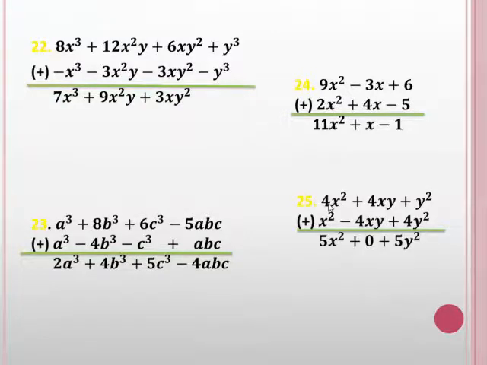Then the next terms are 4x square and x square. It means that it has the coefficient 1. So 4 plus 1 is 5x square. This is the addition of algebraic expressions through the vertical way.